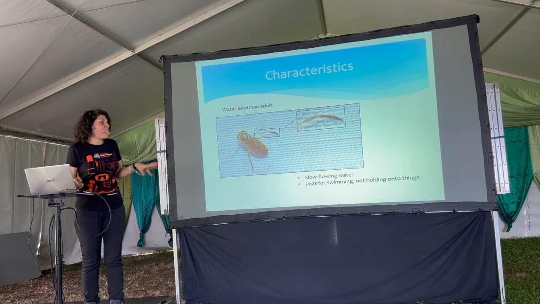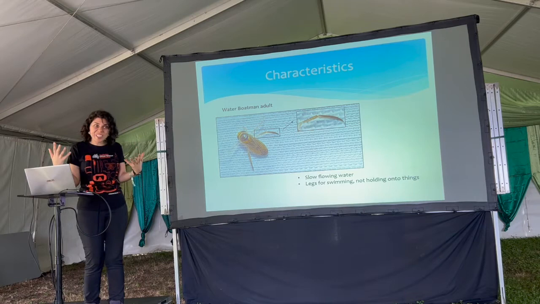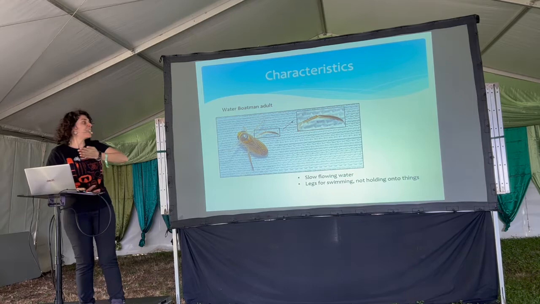The water boatman is also a very good swimmer, but it prefers still water. So because it doesn't have that flow of water to push it along, it's got different adaptations. So its legs are actually shaped for swimming. They're more like an oar. So they get quite wide towards the end, and that's so that they can push more water with each stroke.